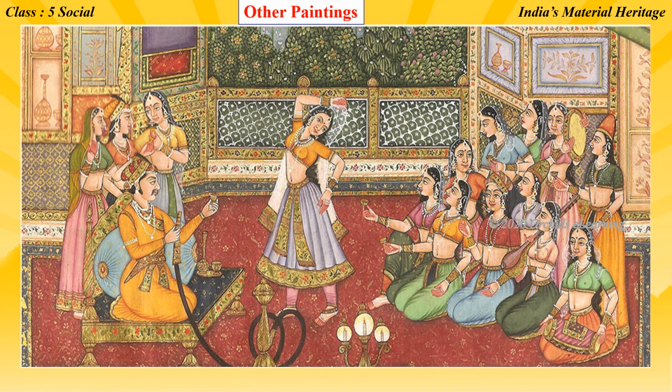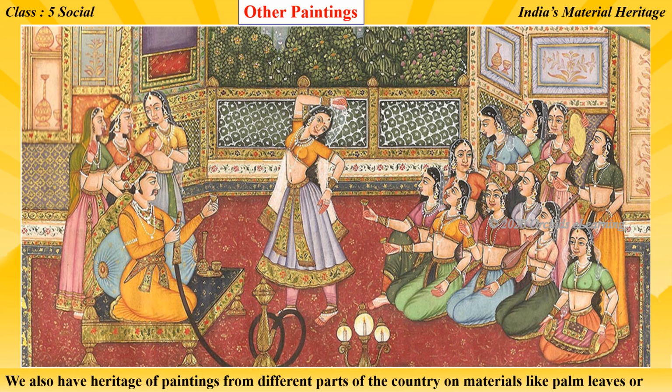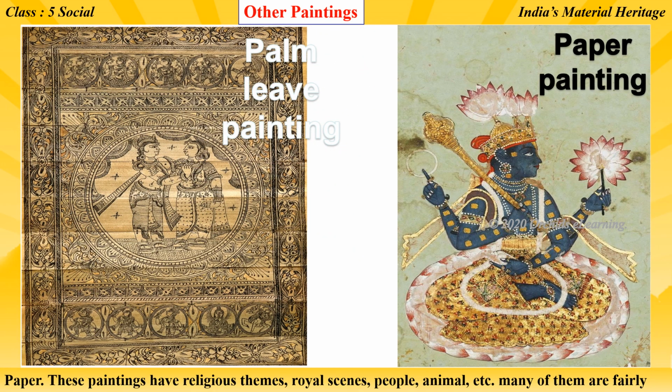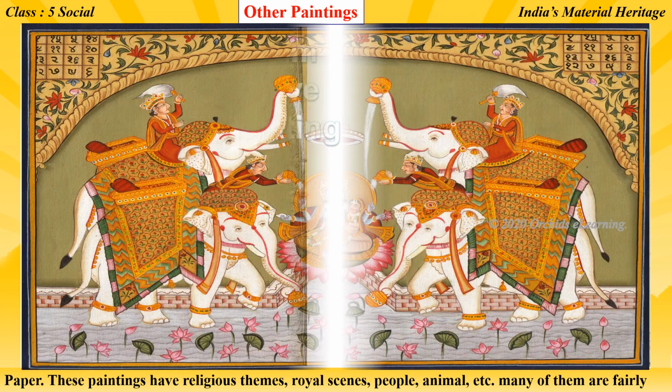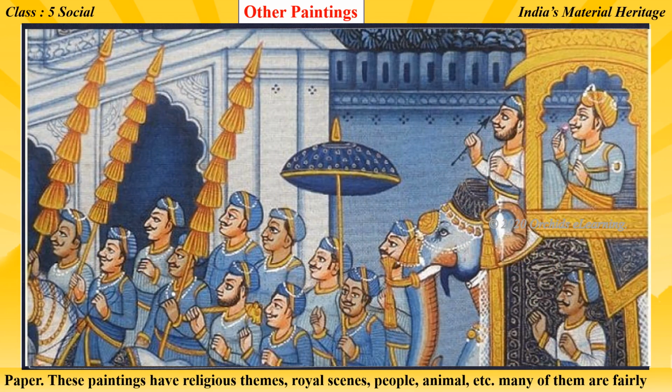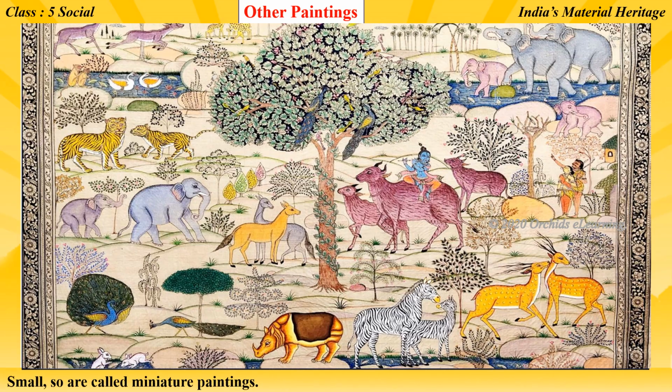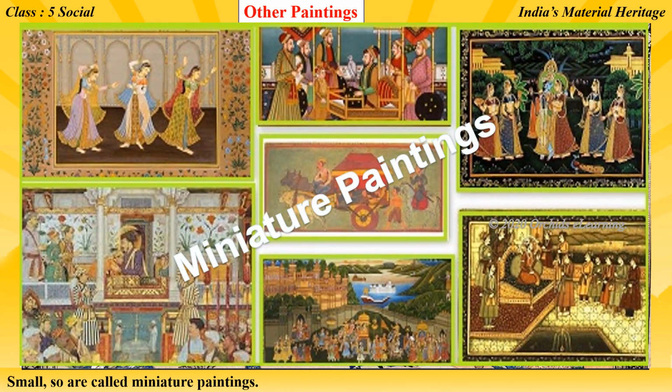Other paintings. We also have a heritage of paintings from different parts of the country on materials like palm leaves or paper. These paintings have religious themes, royal scenes, people, animals, etc. Many of them are fairly small, so are called miniature paintings.